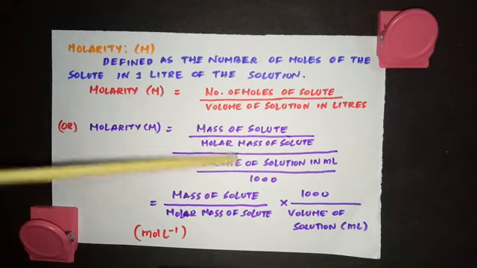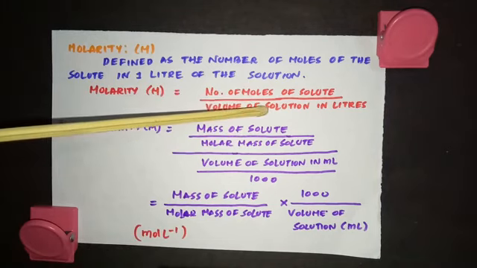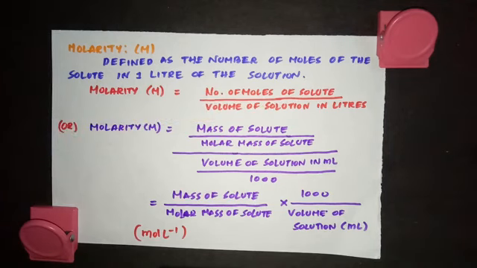Molarity is represented as capital M and the unit used is mole liter inverse. See, because you are taking moles, number of moles, and in the denominator it is liter. So mole per liter is the molarity's unit. So molarity tells you the number of moles of solute in 1 liter of the solution.